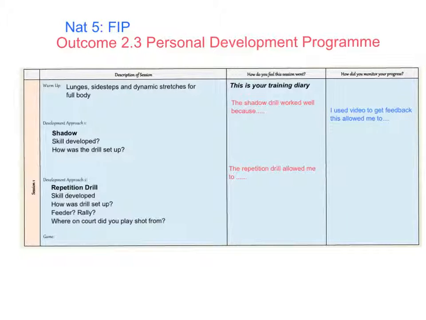For the second development approach that you're going to use in session 1, you should then show some progression and work on a slightly harder drill. Once we've practiced the technique in the shadow practice drill, the natural progression would be to introduce a rally-like situation. So I've suggested for session 1 a repetition drill should be used. Again, you should mention what skill you're going to be developing. If our development programme is to improve our overhead clear, we might say I did a repetition drill to improve my overhead clear, and then go on and describe in detail how this drill was set up.